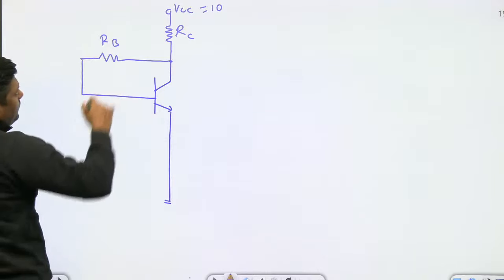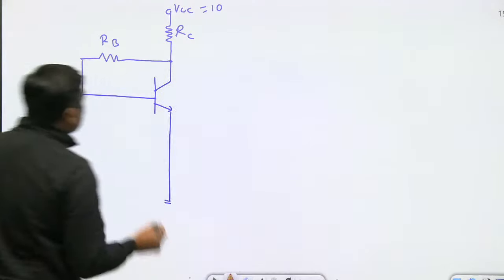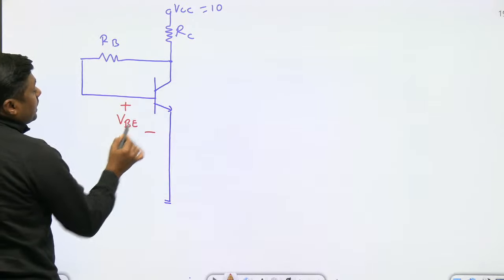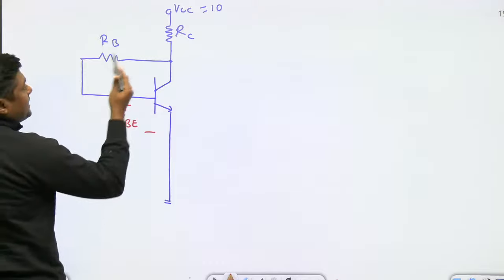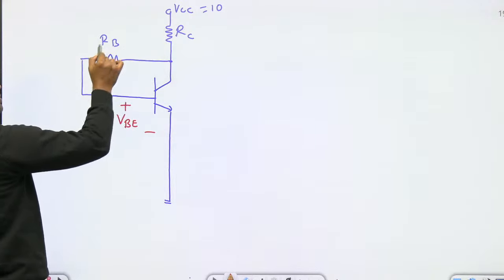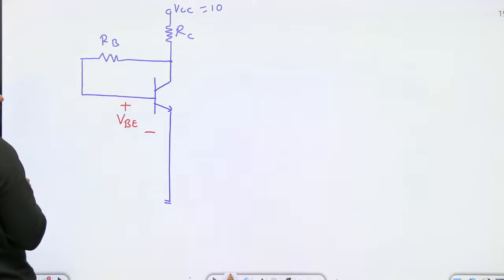Now, if the 10 volt is connected, then definitely it is not in cutoff, because here the voltage required is what? VB. If you are saying that it is in cutoff, then IC will become 0, IB will become 0, the current through the RC will become 0, RB will become 0. Voltage at this point 10 volt, voltage at this point 10 volt. It is greater than 0.7 volt, definitely not in cutoff.